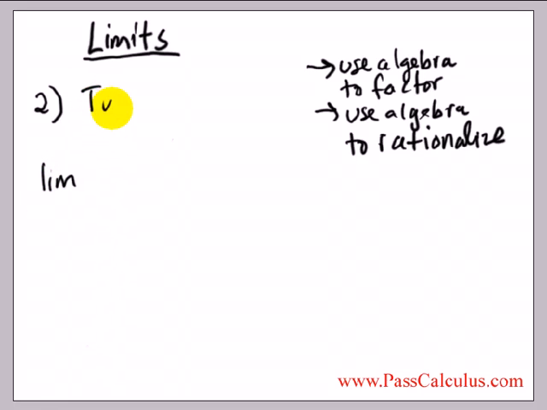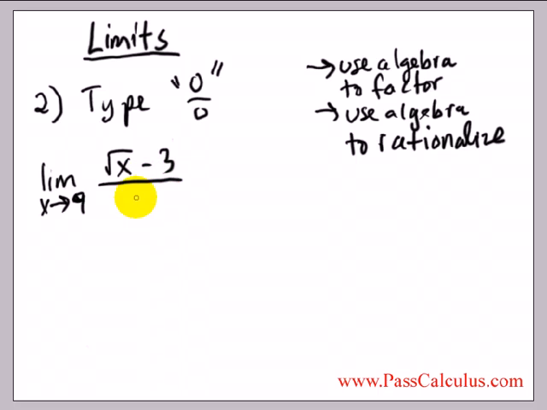So I shouldn't have erased that, sorry. This is the type 0 over 0. So we're still thinking about the type 0 over 0, okay? So what about if we have something like this? A limit as x goes to 9 of root x minus 3 over x minus 9, okay?